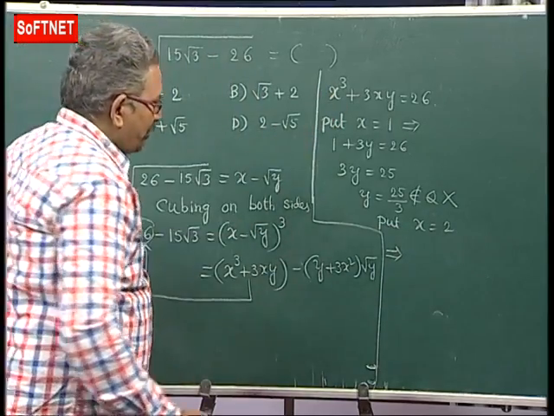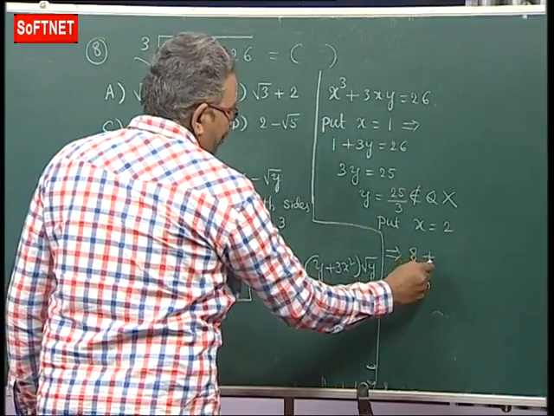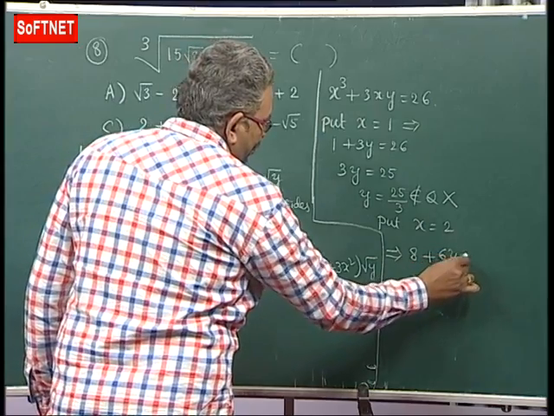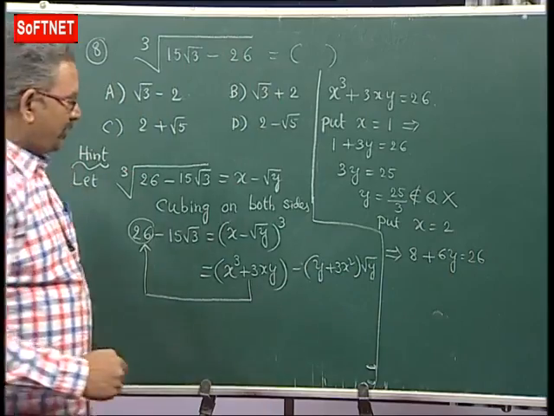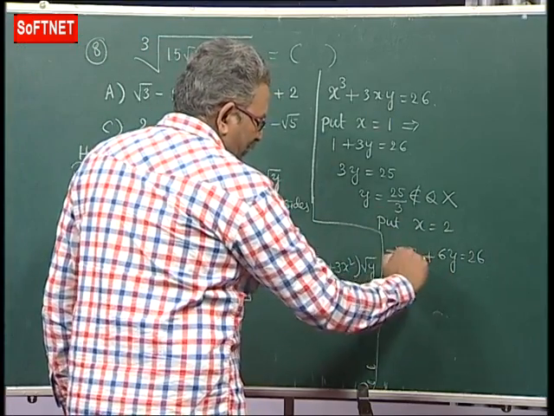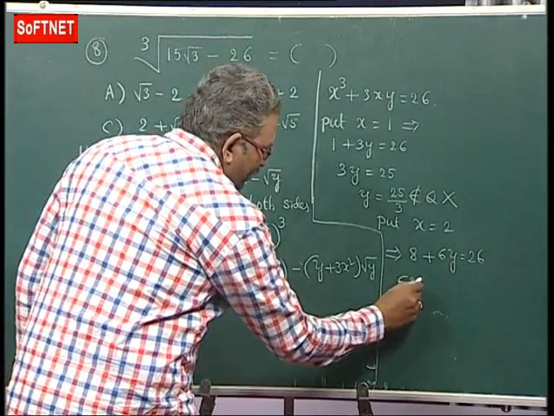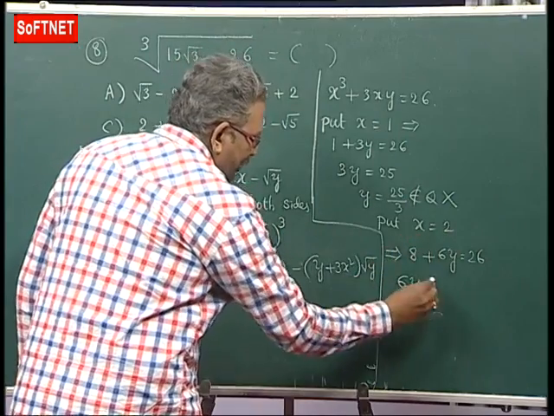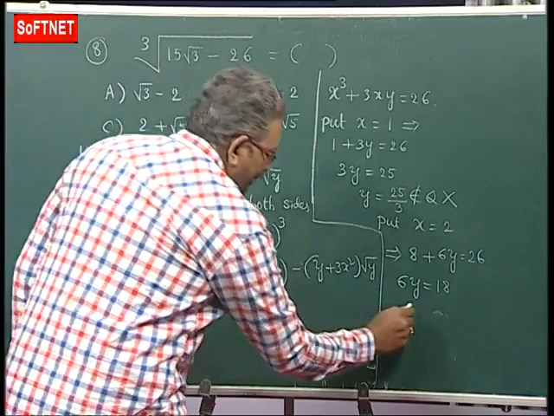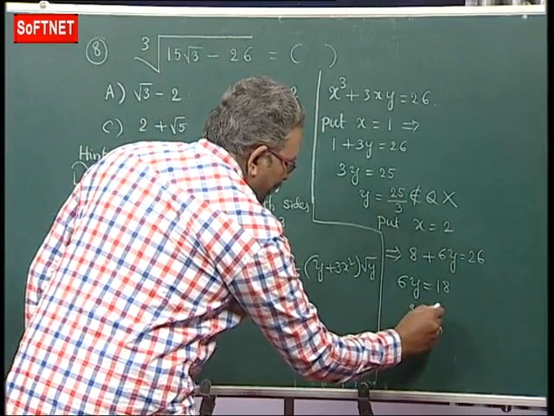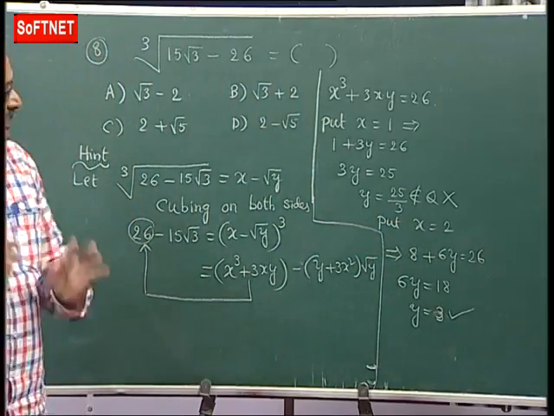Here 2 cube is 8, and 3 into 2 plus 6y is equal to 26. So it is a linear equation in y. Let us transpose 8 to that side. So 6y is equal to 26 minus 8, that is 18. Now what is y? 18 by 6, that is 3. Yes, 3 is an integer. Our answer is x is equal to 2 and y is equal to 3.